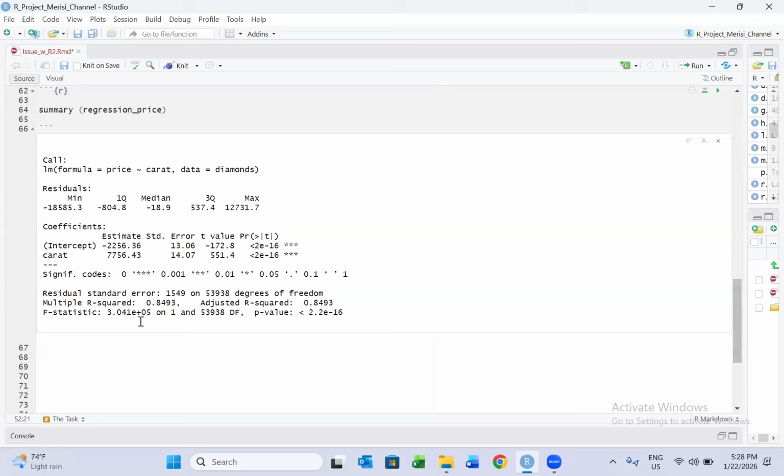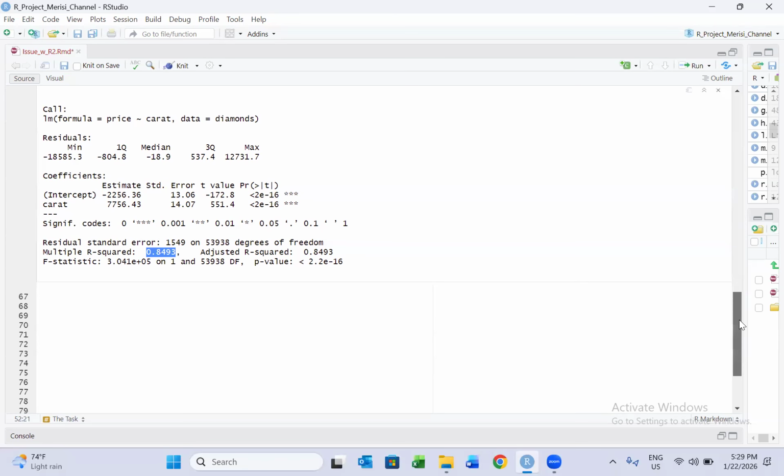In this problem, R squared is 0.8493. R shows R squared under the name multiple R squared. That's R squared. So 0.8493, we usually convert that into a percentage. So it would be 84.93%, almost 85. So we can say that the R squared for this regression equation is 85%.